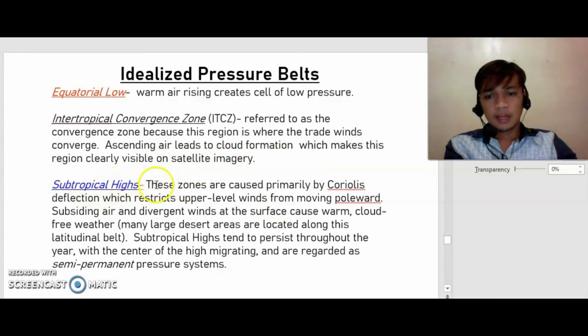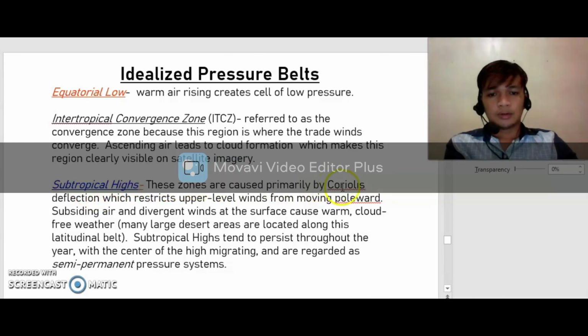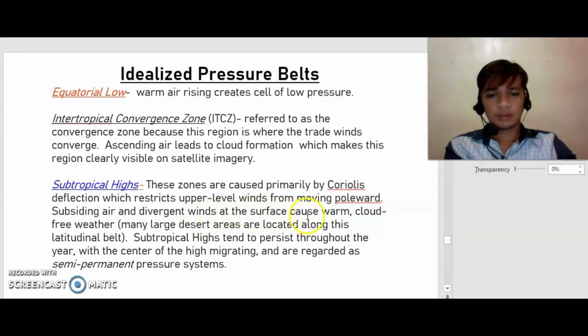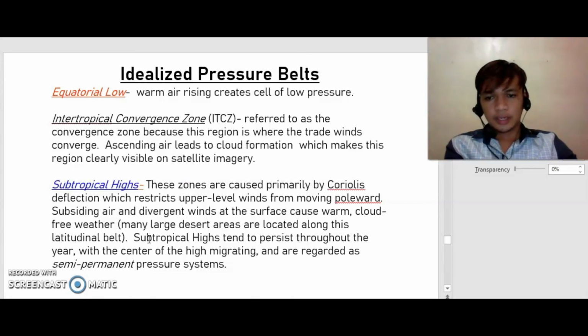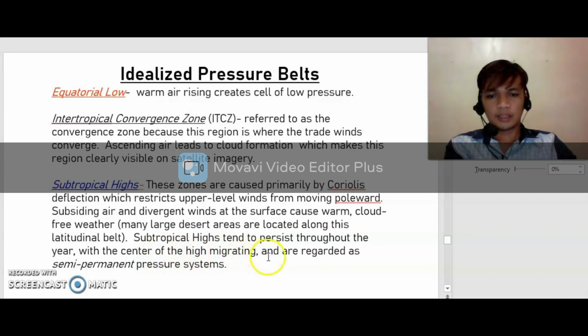So the subtropical high, these zones are caused primarily by Coriolis deflection, which restricts upper level winds from moving poleward. Okay, so subsiding air and divergent winds at the surface cause warm, cloud-free weather. Many large desert areas are located along these latitudinal belts, napakaliit ng rainfall or precipitation in these areas. Kaya makikita natin yung large desert areas dito. Subtropical highs tend to persist throughout the year with the center of the high migrating and are regarded as semi-permanent pressure systems.